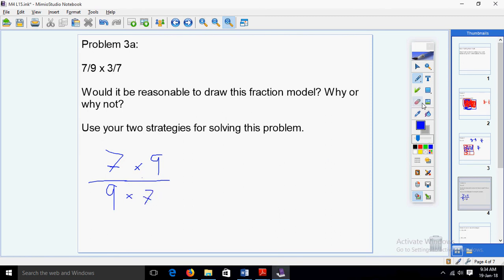Okay, yes, I know I made a mistake. This is supposed to be 3. Let me change it. All right, here we go. 3. Okay, so we still have our 7/9 on this side, and we still have our 3/7 here.